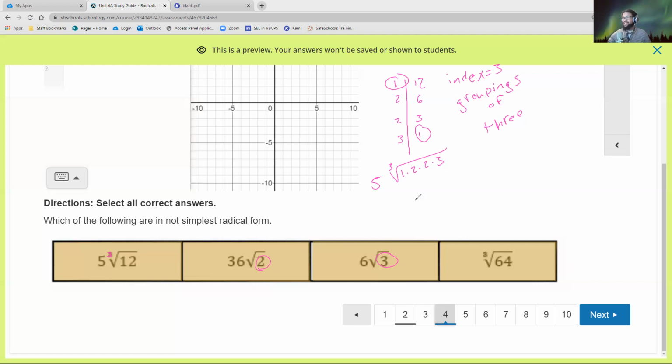And so that means these things just get multiplied back together. And I end up with 5 cube root of 1 times 2 is 2, times 2 is 4, times 3 is 12. So this is, in fact, in simplest form. So I'm not going to select this one either.